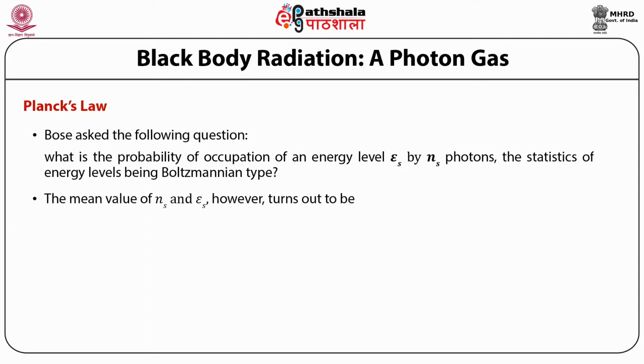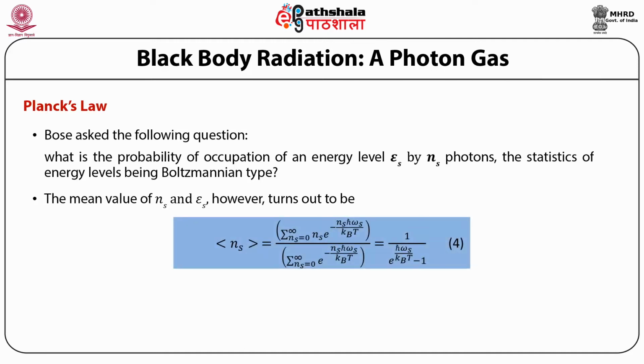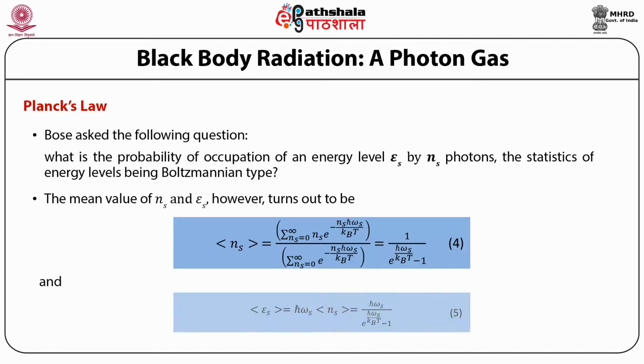The mean value of n_s and epsilon_s, however, turns out to be equal to the summation over n_s equal to 0 to infinity of n_s e raised to power minus n_s h bar omega_s divided by kBT, divided by the summation over n_s equal to 0 to infinity of e raised to power minus n_s h bar omega_s upon kBT, which is equal to 1 upon e raised to power h bar omega_s divided by kBT minus 1, and the mean value of epsilon_s is equal to h bar omega_s multiplied by the mean value of n_s, which is equal to h bar omega_s divided by e raised to power h bar omega_s upon kBT minus 1.